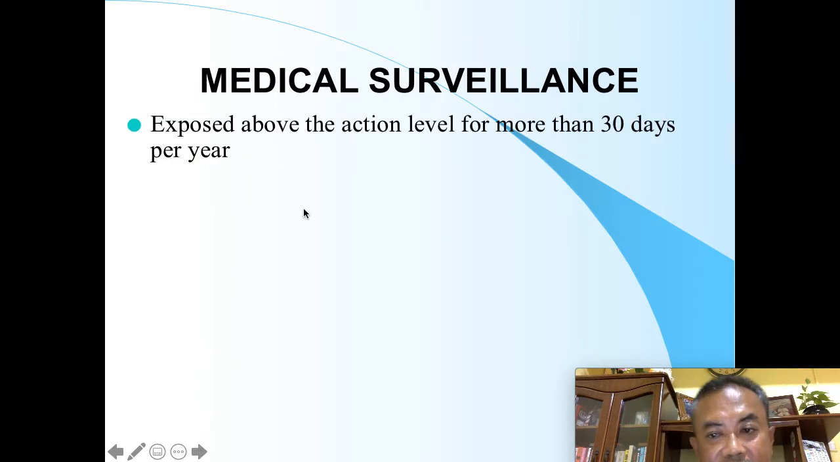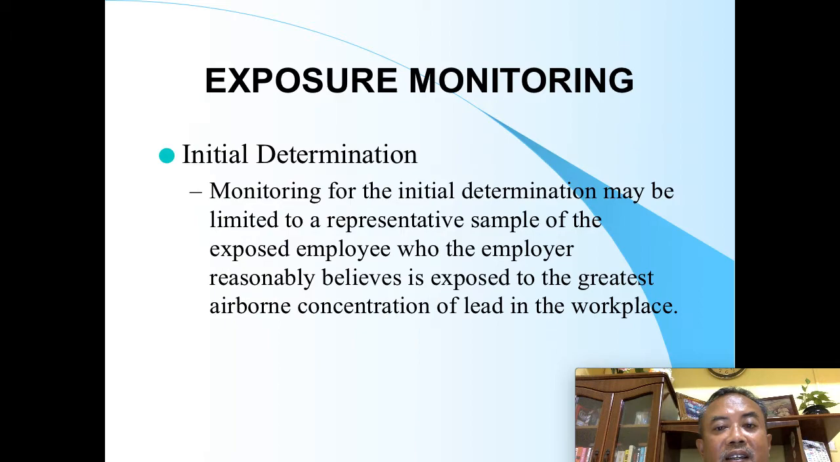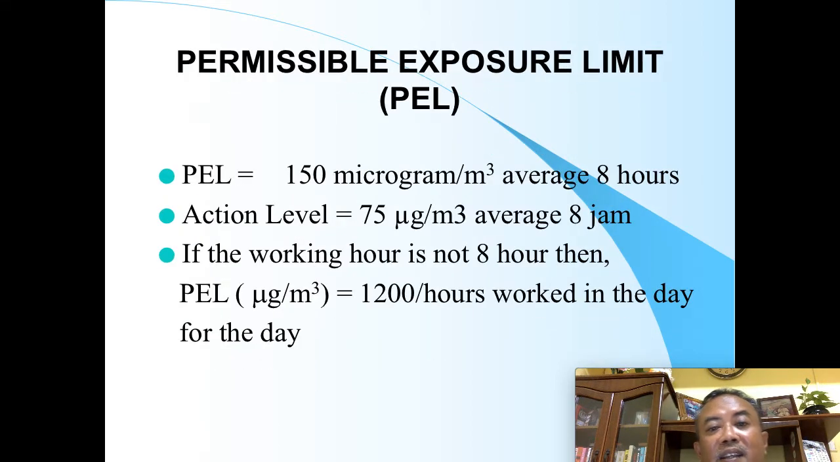And medical surveillance. Medical surveillance for those exposed above the action level for more than 30 days per year. You have to do medical surveillance if you are exposed for more than 30 days, but the exposure is above the action level. Action level is berapa? Your action level is, ingat ni, ini penting, kena ingat. Action level 75. 75, dia punya PEL kali 2.